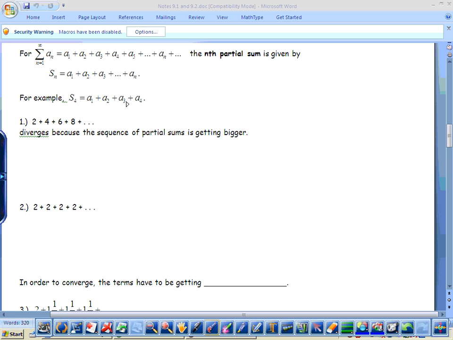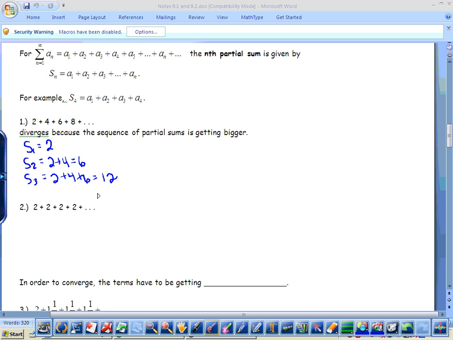All right, so one way to determine whether or not a series converges or diverges is to think about whether the partial sums are getting bigger or not. So this one actually diverges because the sequence of partial sums is getting bigger. What we mean by that is the first partial sum is just the first term, which is 2. Well, S2 is the second partial sum, and that means that I add the first 2 terms together. So 2 plus 4 is 6. S sub 3 means I'm adding the first 3 terms, 2 plus 4 plus 6, which equals 12, etc.